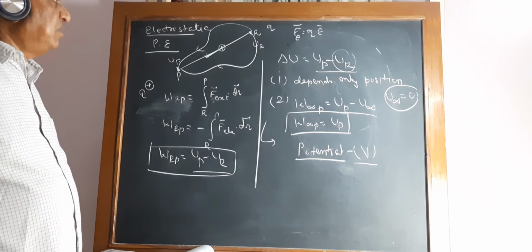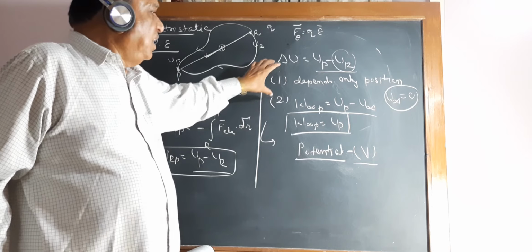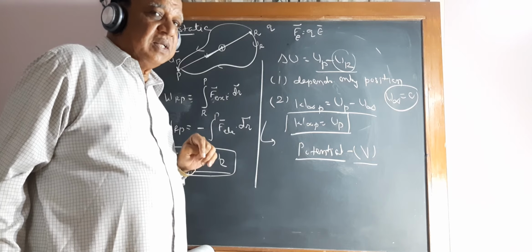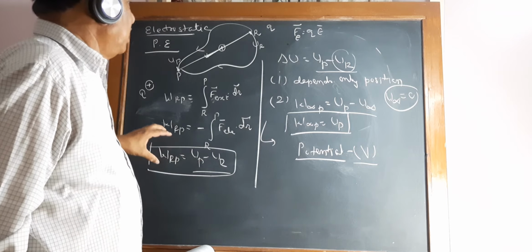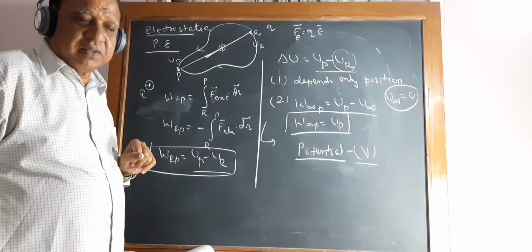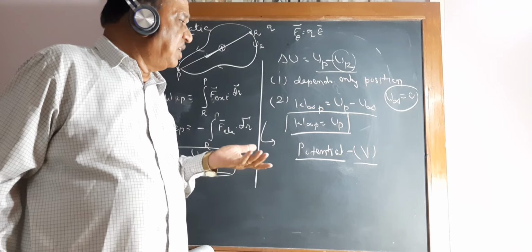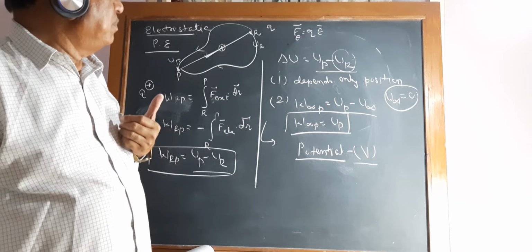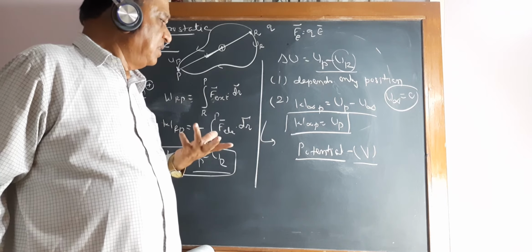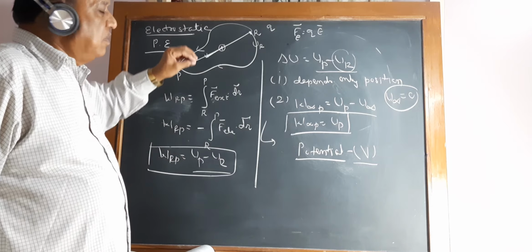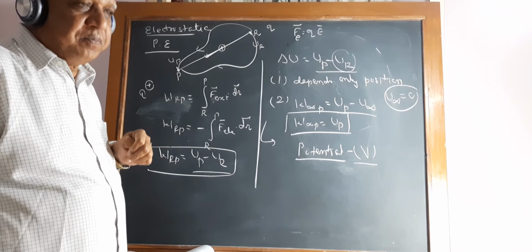Again, delta U, UP minus UR, or WRP, UP minus UR. Work required to be done in bringing a charge from one point to another point, but here against electric field.